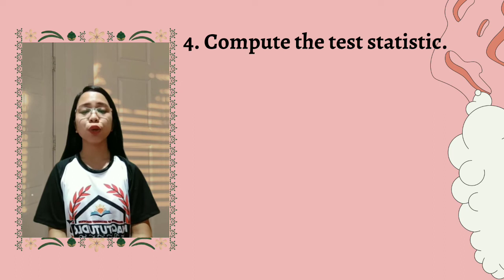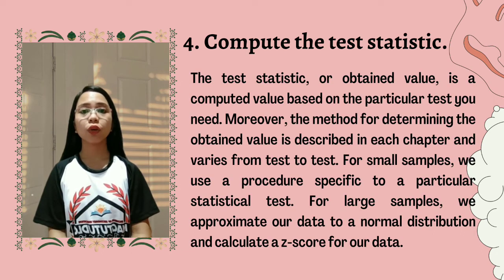The fourth method is to compute the test statistic. The test statistic or obtained value is a computed value based on the particular test you need. Moreover, the method for determining the obtained value is described in each chapter and varies from test to test.